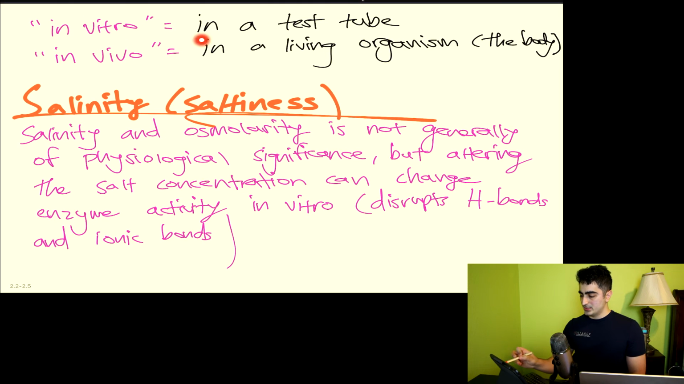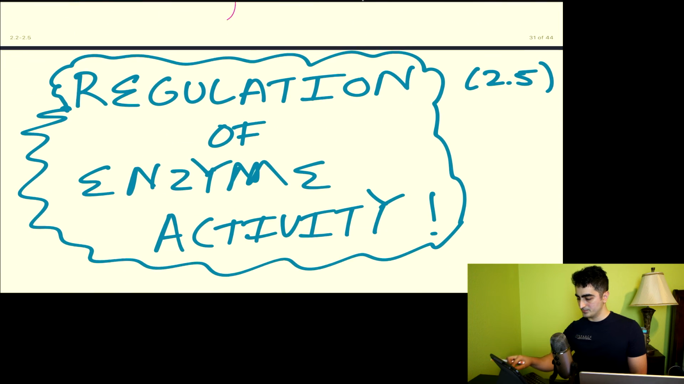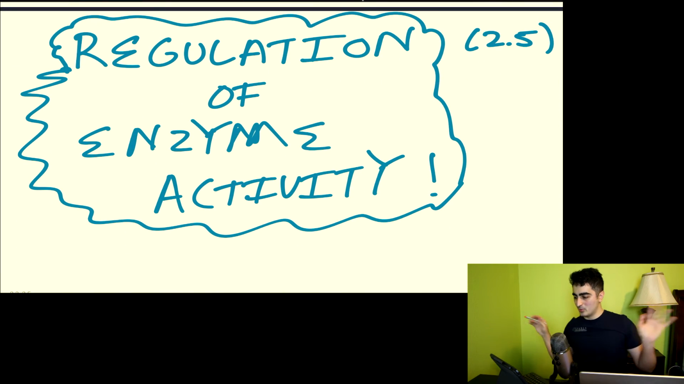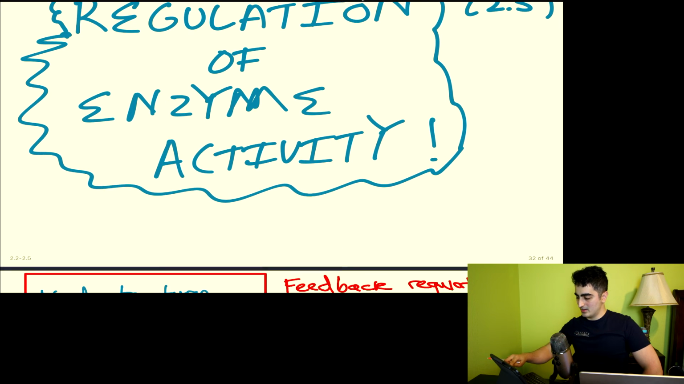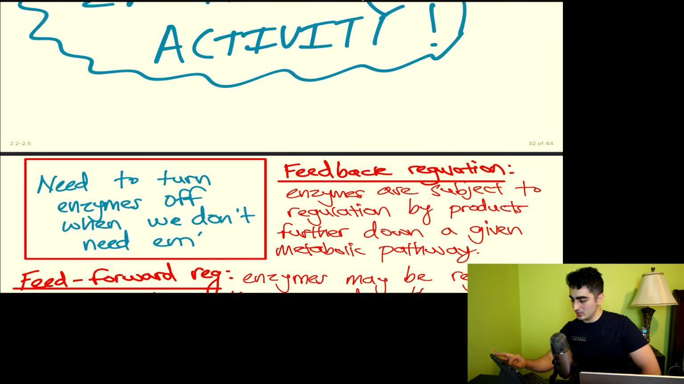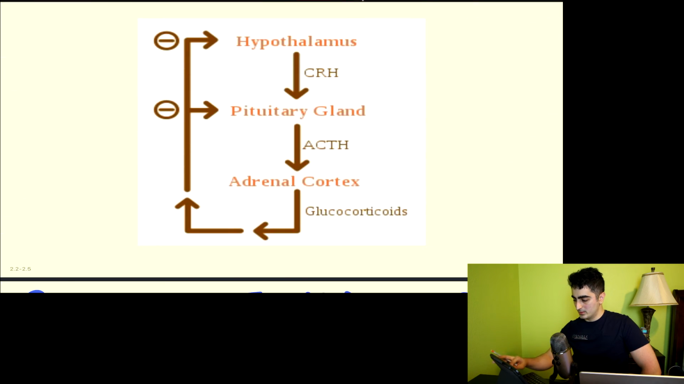So in vitro being in a test tube, generally we don't really consider salt when it comes to the body because we have a baseline level, and we have a way of filtering it. But in test tubes, we've seen that if we add way too much salt or way too little, it disrupts hydrogen bonds and ionic bonds. So those are the two bonds. All right, cool. That was all that there was about that. And now we can talk about the regulation of enzyme activity. This is also extremely, extremely important.